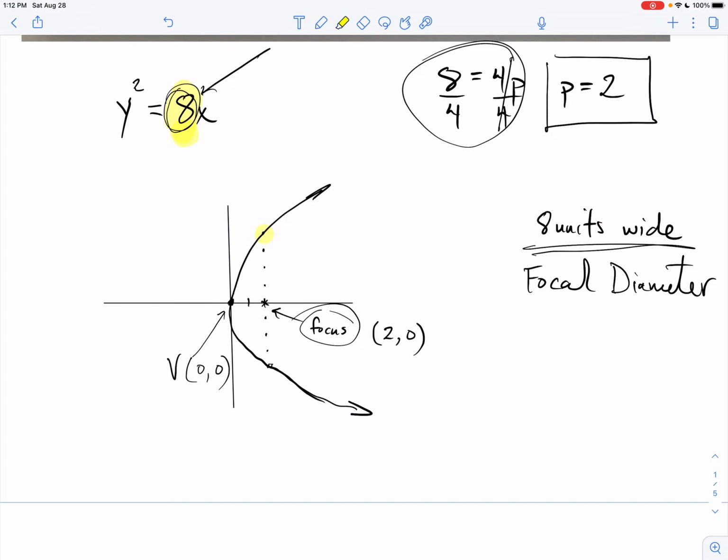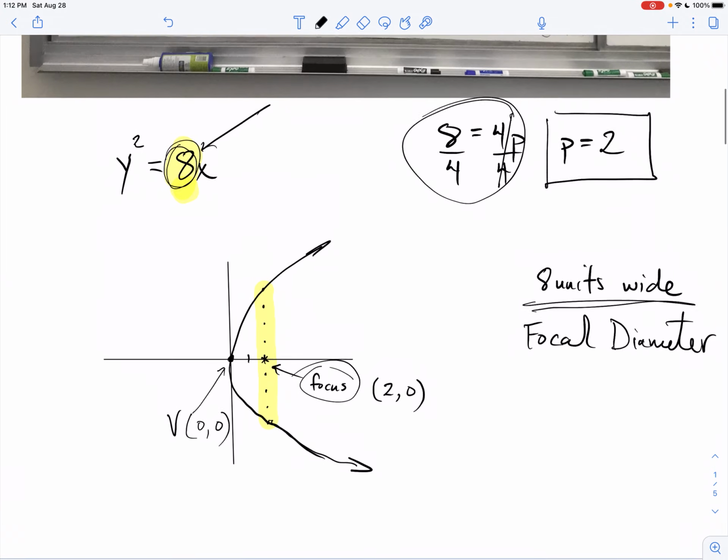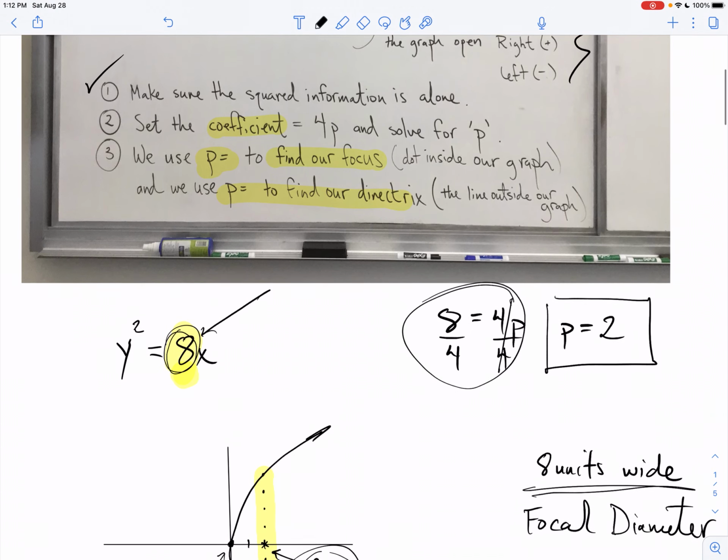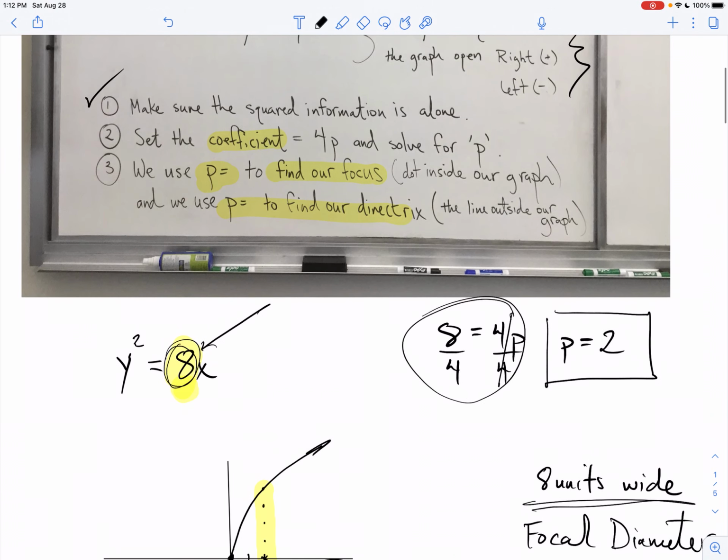Why? Well, if you were to count all the way from the top part where it intersects to the bottom, you'd count 8 units. So, what about this stuff here? Let's look back at these notes. It says, I made sure the squared info was alone. Did I do that? Yeah. At the beginning, the y was by itself. I set the coefficient equal to 4p. So the coefficient is that 8.